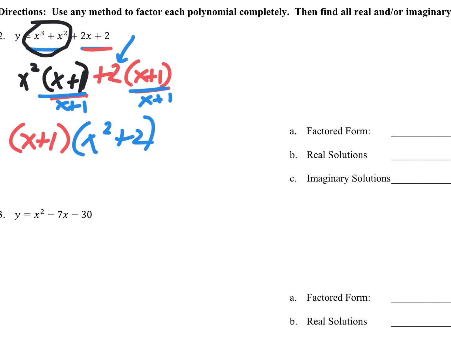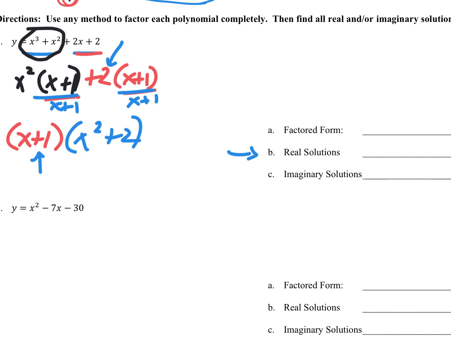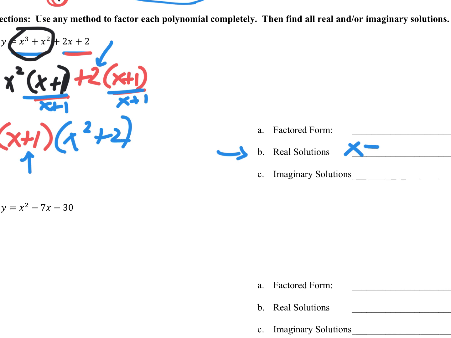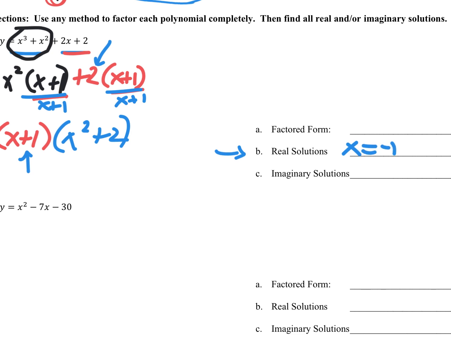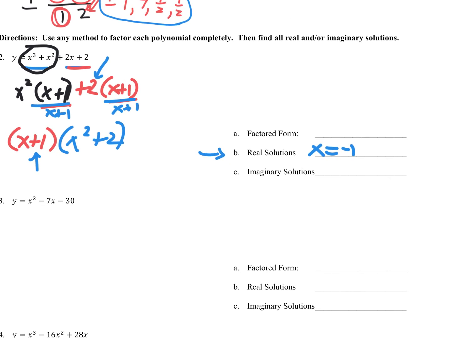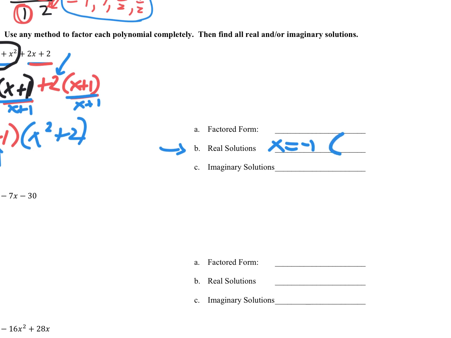So that brings up this point. There's real answers, and that's easy. -1 is your real solution. I could just call it x equals -1. I'd be fine with that, since you know that's an x-intercept, so the y is 0. You could have said -1 comma 0. Either of those is fine.